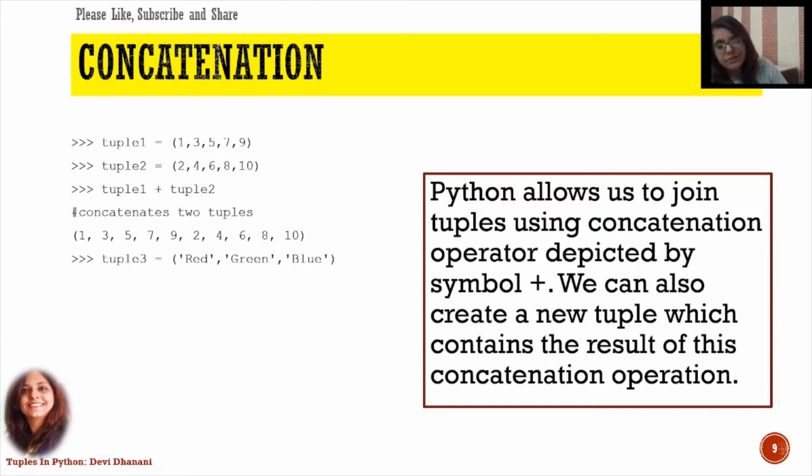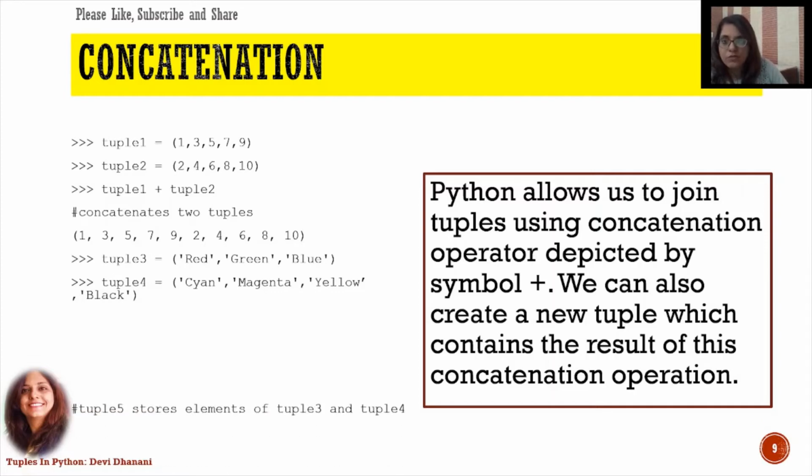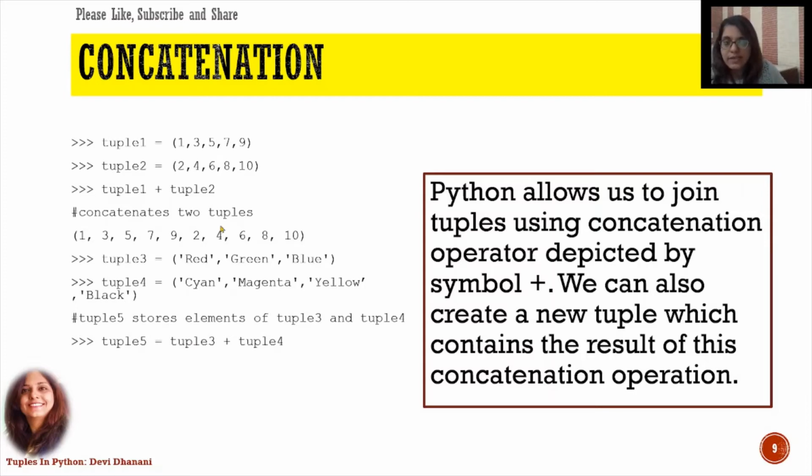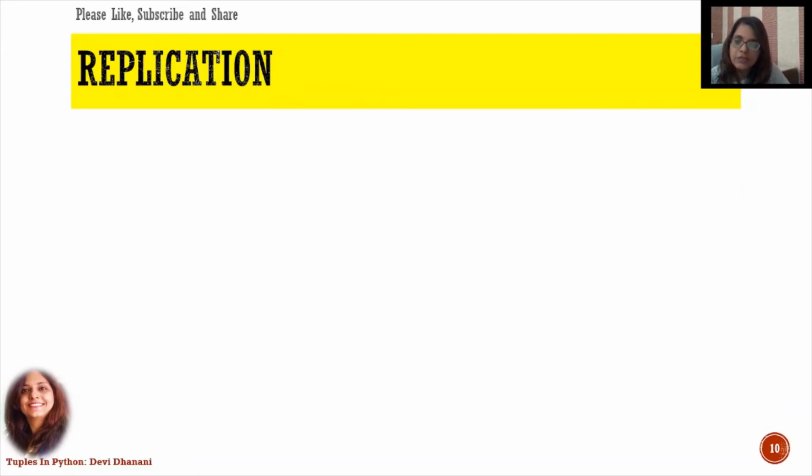Let's take another example. Let us take the colors in tuple 3: red, green and blue. Tuple 4 is cyan, magenta, yellow and black. If I wish to join the two tuples, the two tuples can be joined, and the result can also be put in a third tuple. So here, if we try to print tuple 5, the same output will be reflected by joining the two tuples.